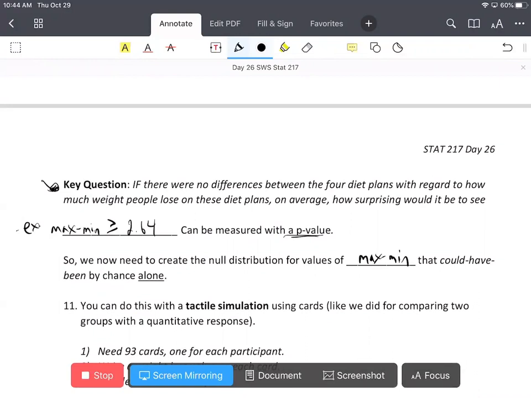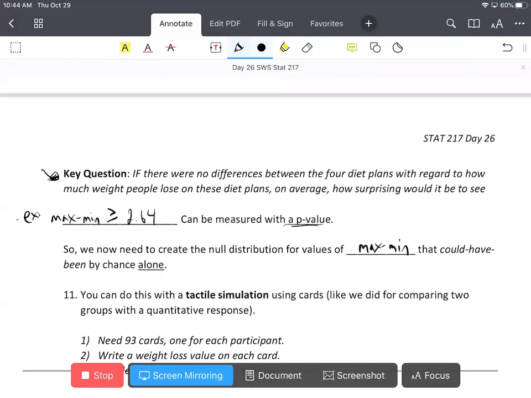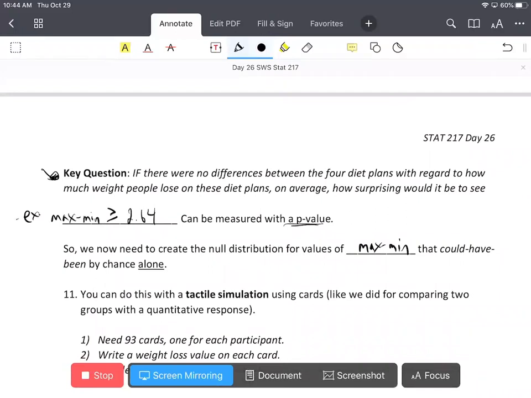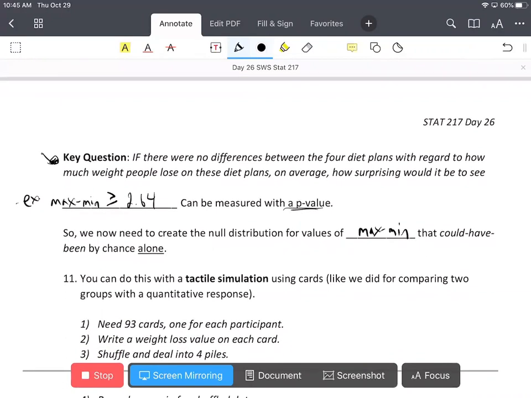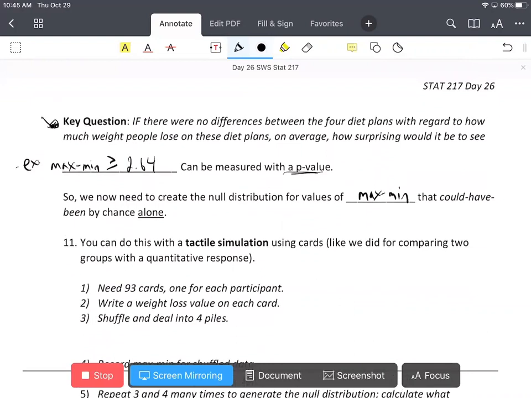And you're like, well, what about the 160? Remember, we're not using the 160 at this point because only 93 made it through. All right, so we're looking at the end result, 93. We're going to write the weight loss for each person on each card. So each person gets a card with their weight loss on it. Now, we're going to shuffle and deal into 4 piles. All right, now this is where you have to be a little bit careful.